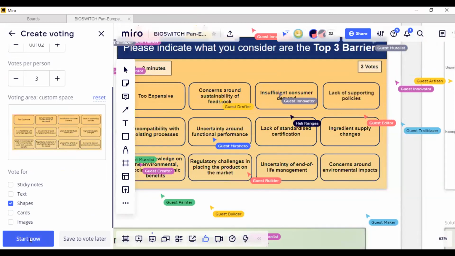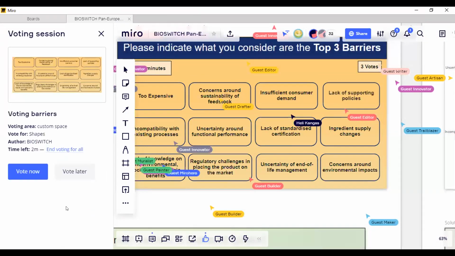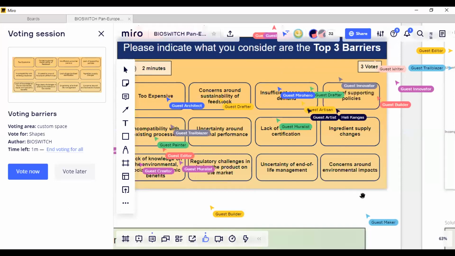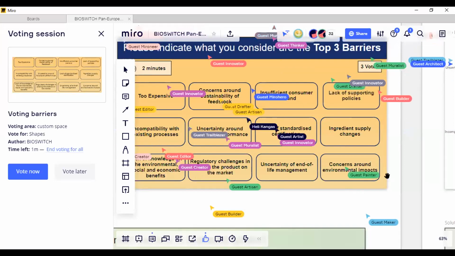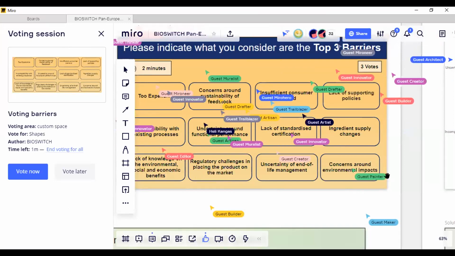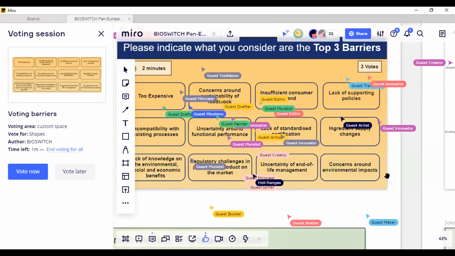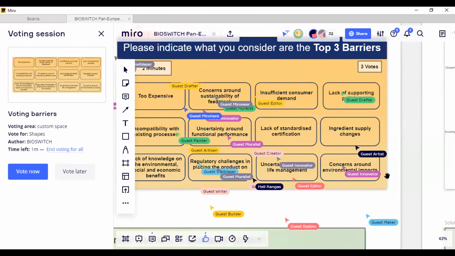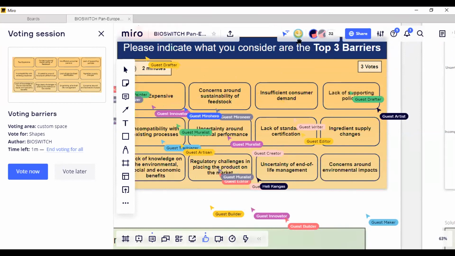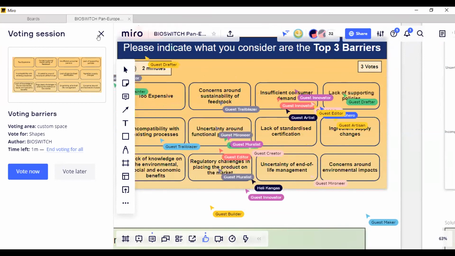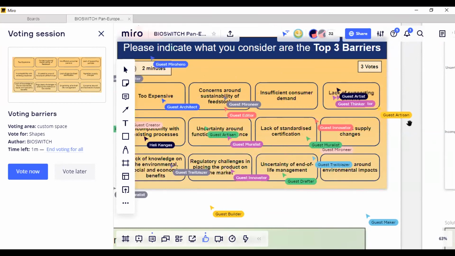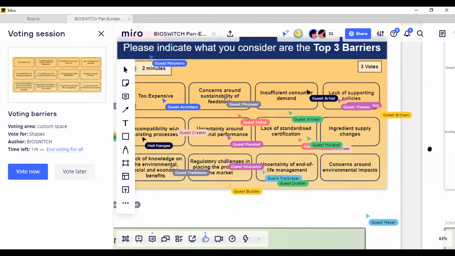Okay, I'm resetting the voting now, so hopefully it should work this time. Ah, that's great. Yes. Great. So if you press vote now, you can start the voting. Good. So at least a lot of mouses are flying here and there. So click on the vote now on the left-hand side and you're able to do the voting.